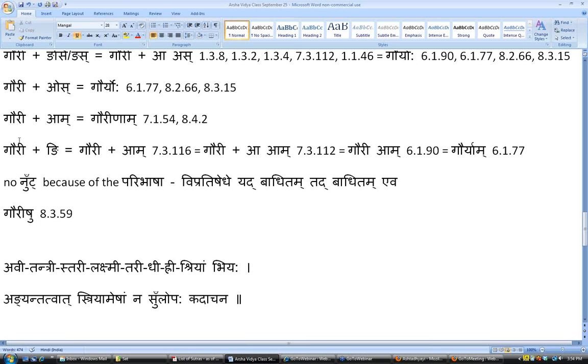And there are actually these 9 words in this language. They are as follows: Avi, Tantri, Stari, Lakshmi, Tari. These are 5 of them. And then Dhi, Hri, Shri, and Bhi. These last 4 are dhatu ikaras, where the dhatu has an ikara coming at the end. Again, we're not going through all the details of how these pratipadikas are formed, but suffice it to know for now that this is not a Ni pratyaya.